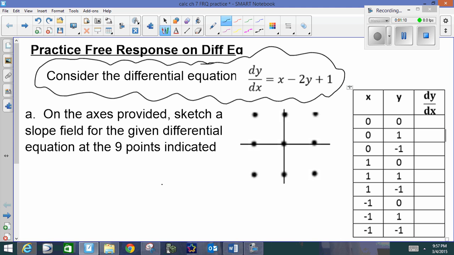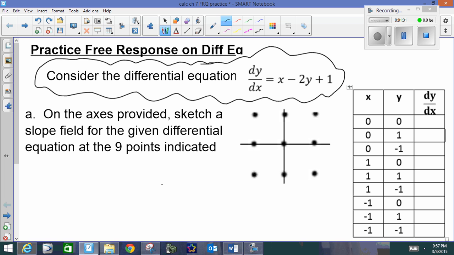Okay, first thing, on the axis provided, part A, first of all, we have a diffie Q. Now, take a look at this diffie Q. It's not going to be one that we can separate like we did on the last lesson, because there's no way you could separate that. So they would never give you one that they would say, solve it by separating. So anyway, keep that in mind.